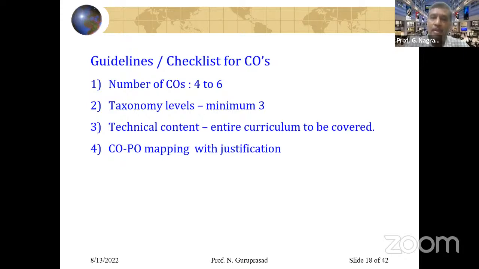But the course outcomes should be drafted in such a way that they cover the entire syllabus. It covers the entire curriculum. In the sense, any query that I ask towards assessment to students should actually map to one or the other course outcome. And we also land up mapping the course outcome with program outcome, that is called the correlation matrix of CO-PO with proper justification.